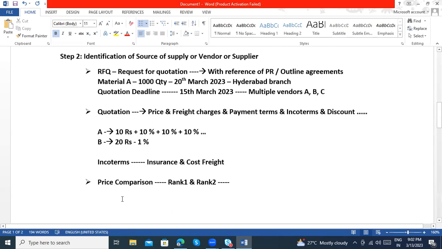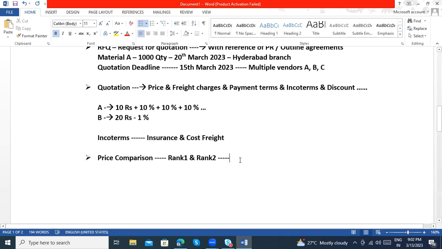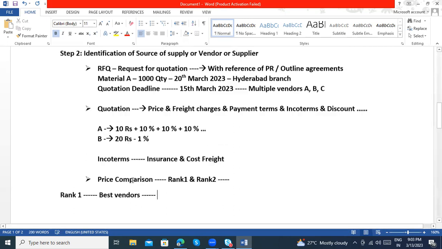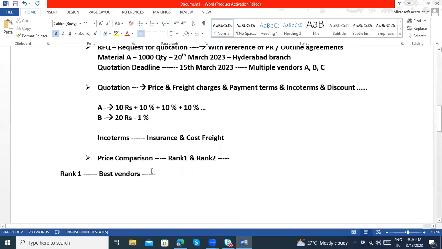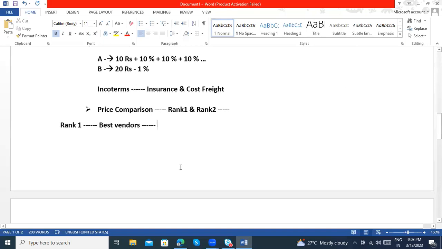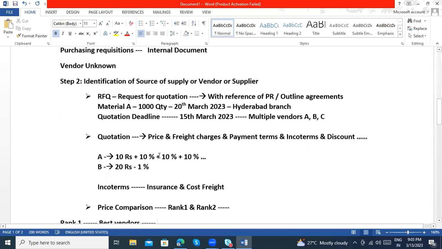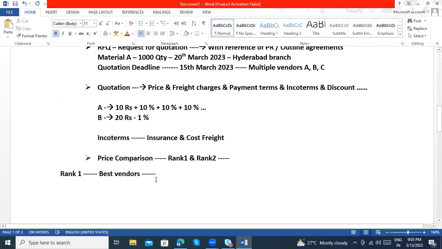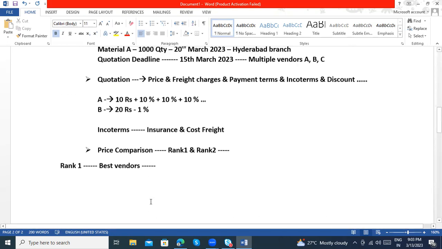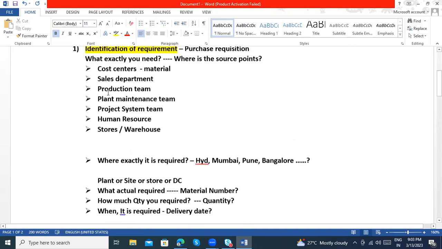Now, based on rank 1, rank 2, you can accept. I got some best vendor, and then you can select that this vendor will go forward for creating the orders. Might be for this requirement you can go ahead, or you can keep proceeding with the same vendor.